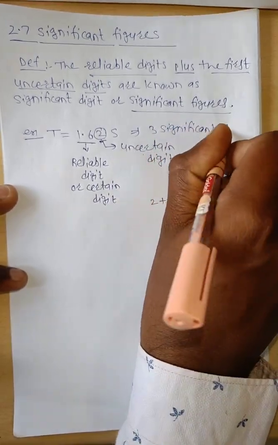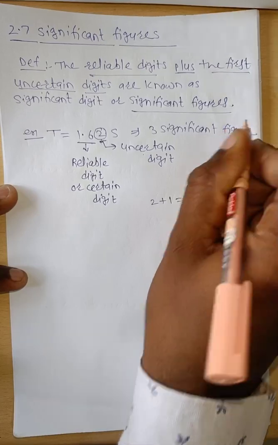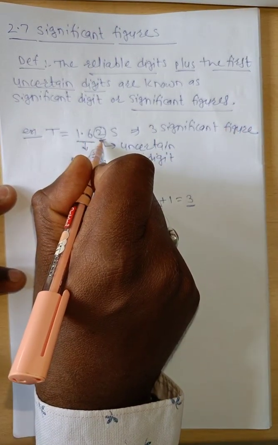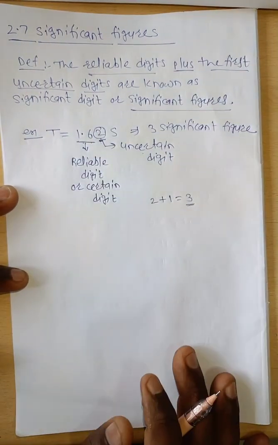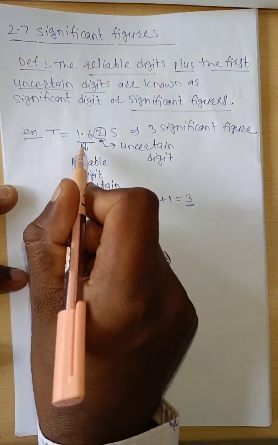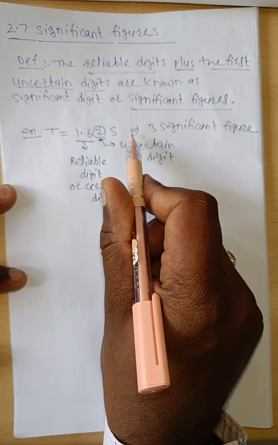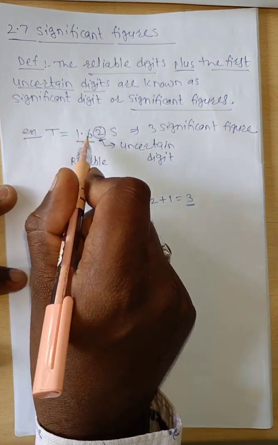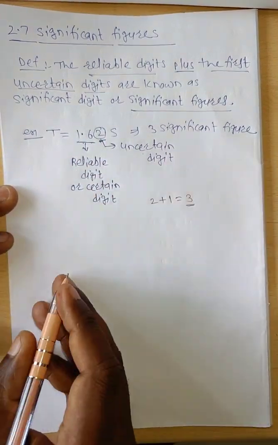These two are reliable or certain digits, and the last digit is known as the uncertain digit. Then reliable digits plus the uncertain digit are combiningly known as significant digits or significant figures. Therefore the time period 1.62 has 3 significant figures.